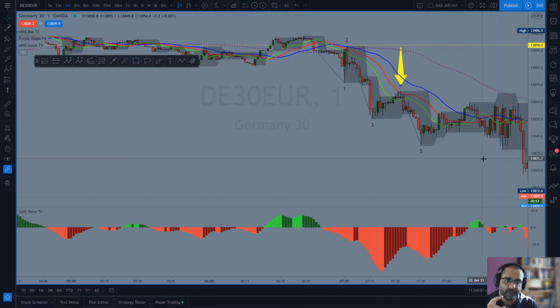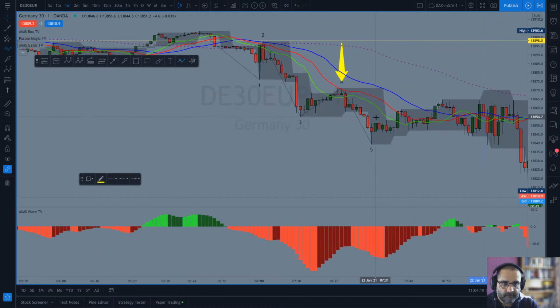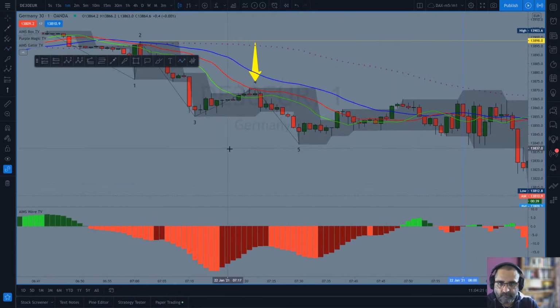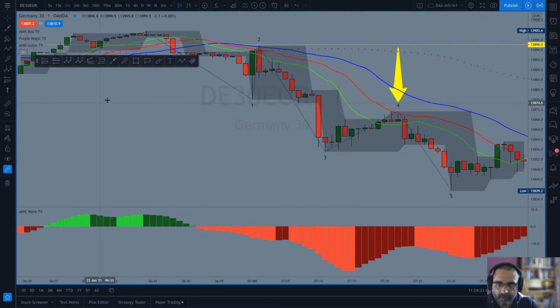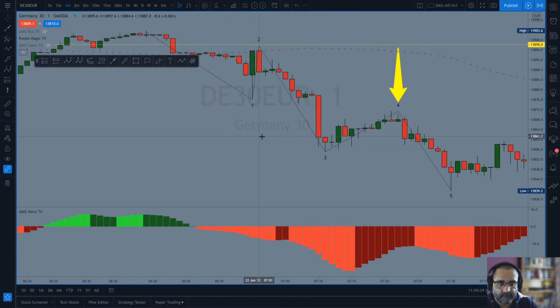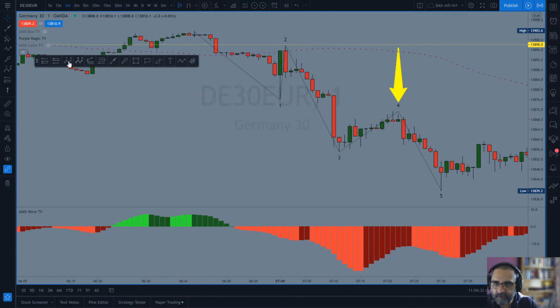Sometimes there's a clean ABC pullback, the zigzag in price action, right? You see it here. Let me just mark it. Zoom in. Hold on. Here we go. So if I hide the gator and even the box, you will see this A, B, and C. And you can actually mark this clearly as an Elliott wave A, B, and C.